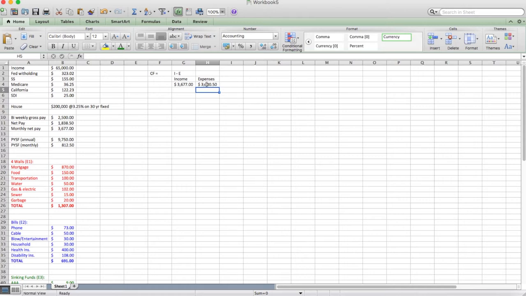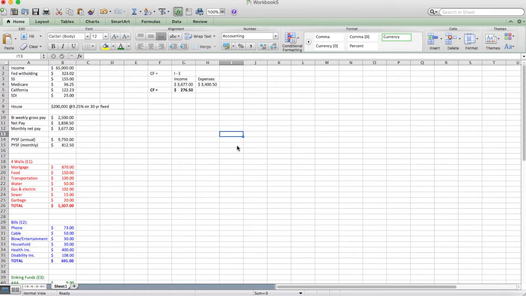So we have $3,400 right here. And that means our cash flow equals, I'll just do it right here, this minus that. Here we go. So we have $276.50 remaining after we have taken care of everything.